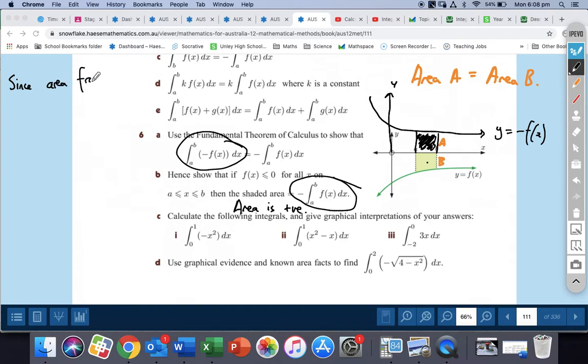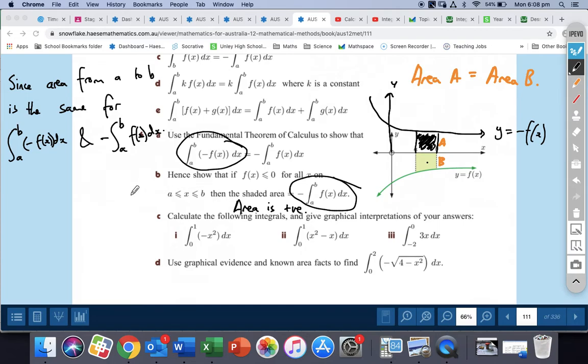Since the area from A to B is the same for both integrals, maybe we should write it out properly: minus f of x and regular old f of x.